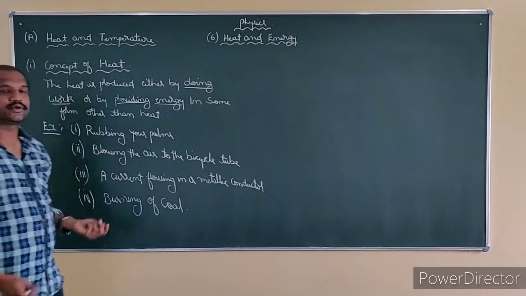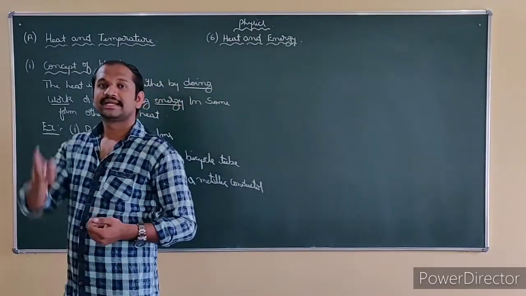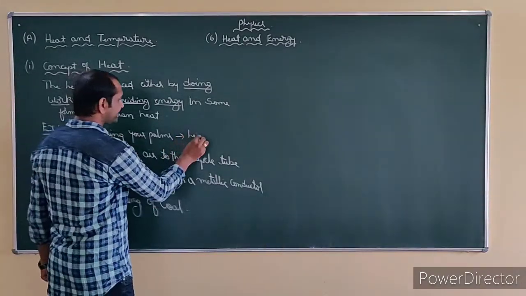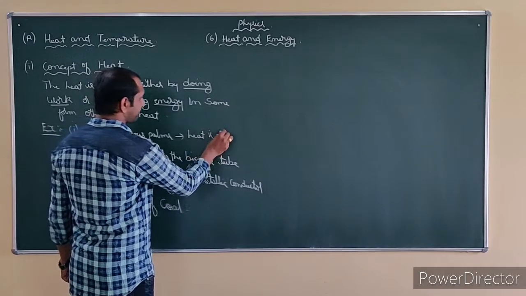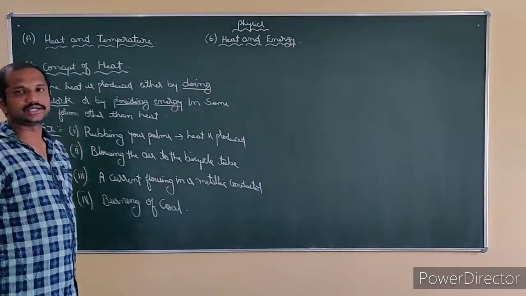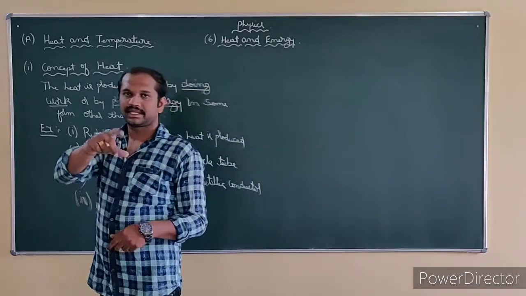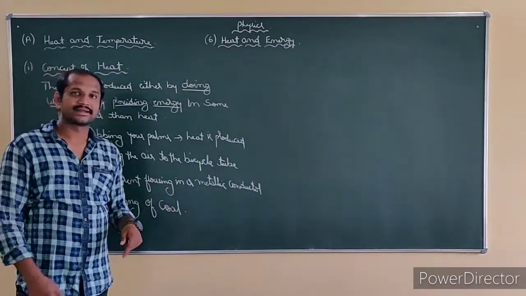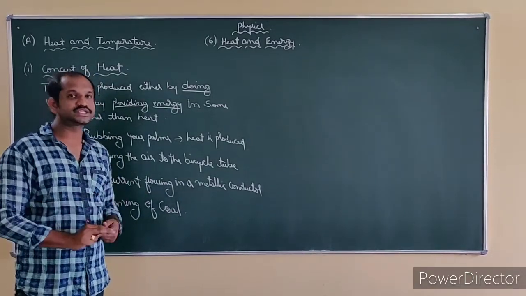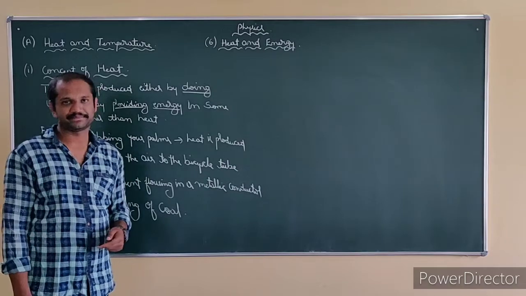Now first one is rubbing your palms. Just rub your palms for nearly 30 seconds. What will happen? Heat is being produced. Right? Now, blowing air to the bicycle tube. When you are blowing air to the bicycle tube, what happens to the machine which you are using to blow the air? You just feel it, and you must have come across it, because all of you have a bicycle. When you touch it, you can feel that it is being heated up.